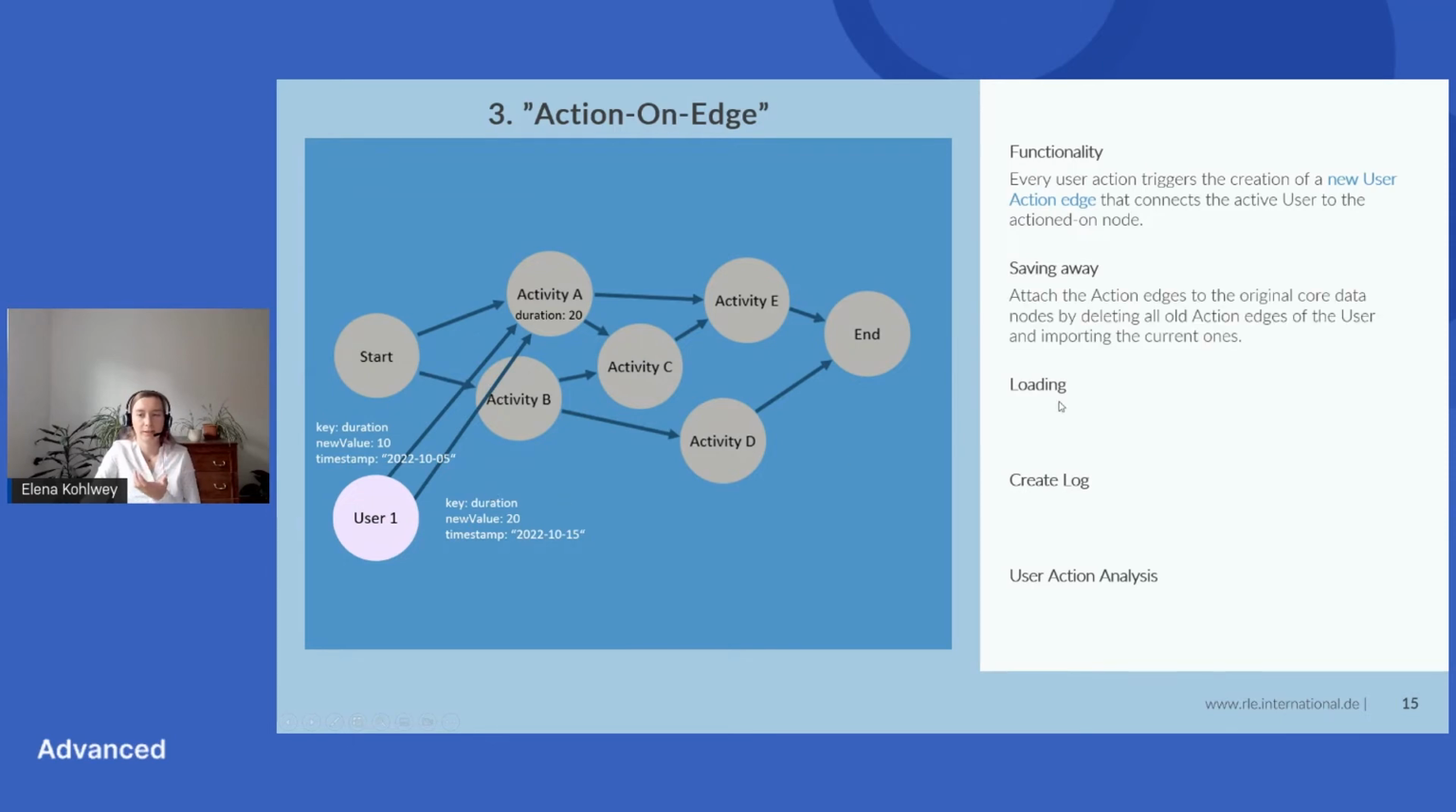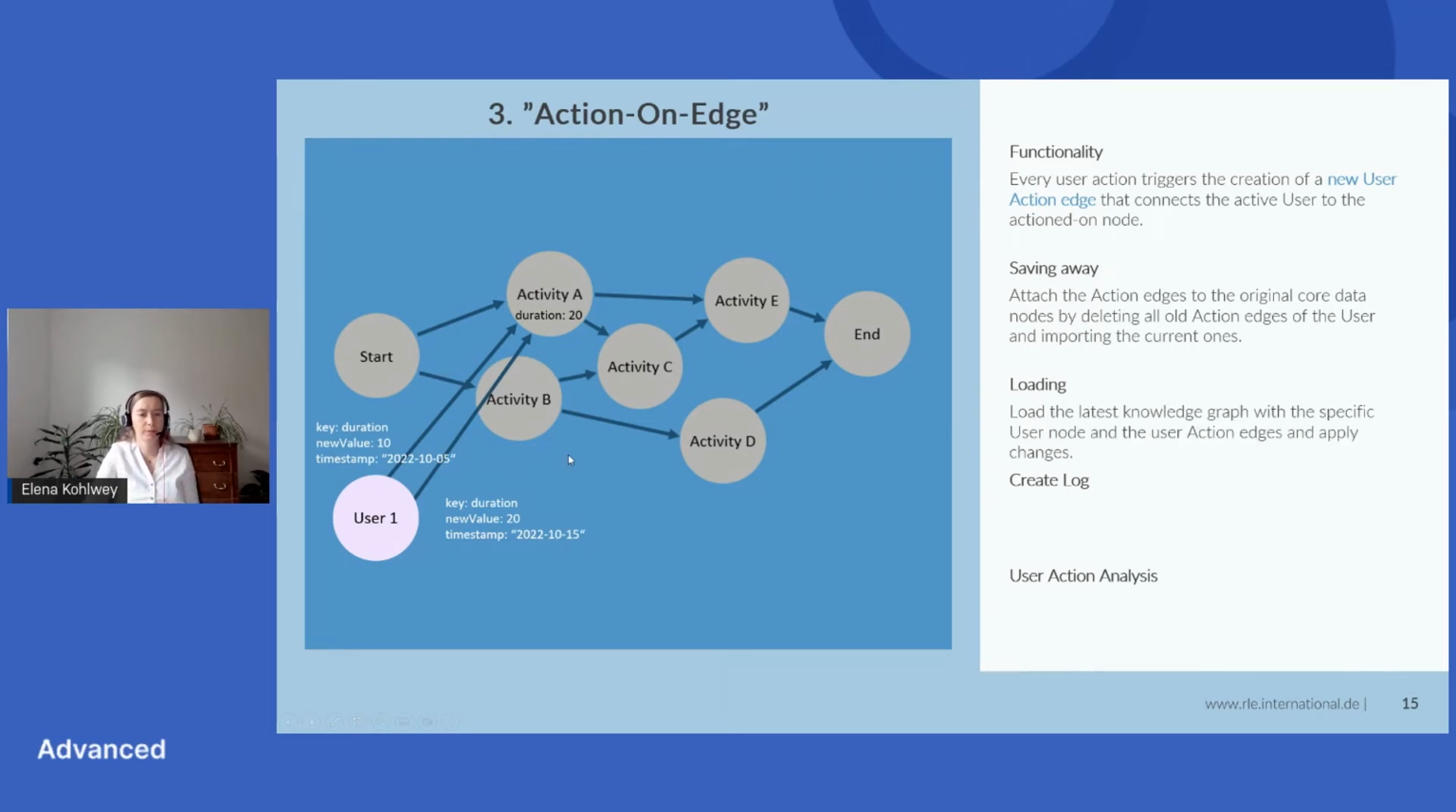What you then do if you save away this project is a bit similar to the action on node, because again, you need to just take all these actions and save them into the database. But if you already have a user node there, because this user has already loaded this project once and resaves it now, you probably would delete all the old action edges from there and just put in the new ones.